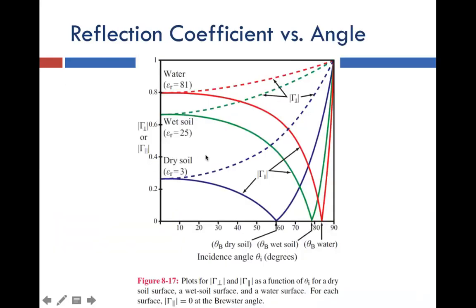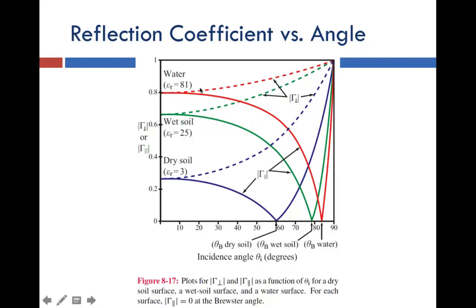This is the interesting thing that I wanted to look at, because it turns out that in parallel polarization, there is actually an angle where we get zero reflection. In other words, the entire wave is transmitted. That angle is referred to as the Brewster angle. It occurs only in parallel polarization.